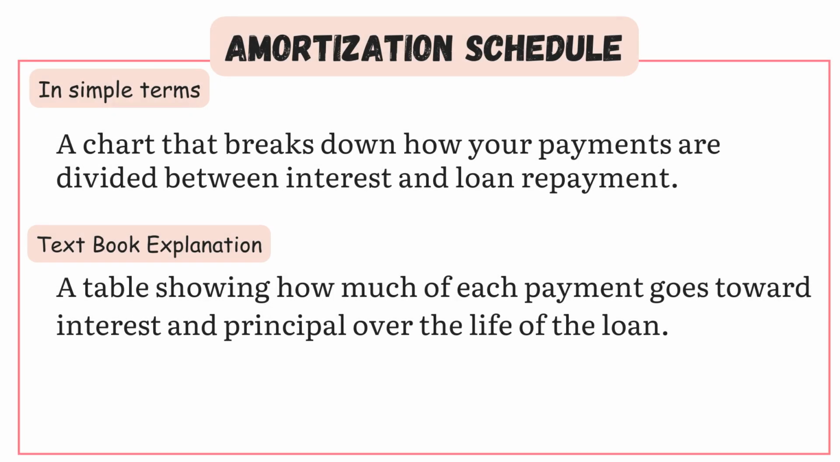Amortization schedule. In simple terms, it is a chart that breaks down how your payments are divided between interest and loan repayment. As per textbook definition, amortization schedule is a table showing how much of each payment goes toward interest and principal over the life of the loan.